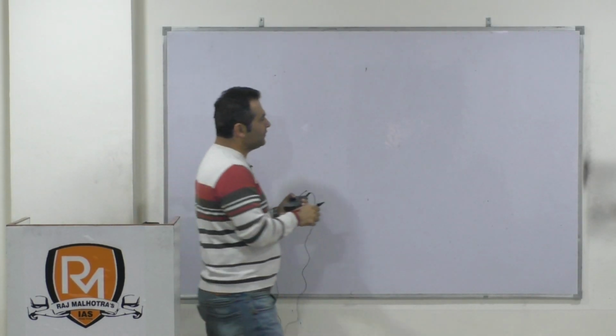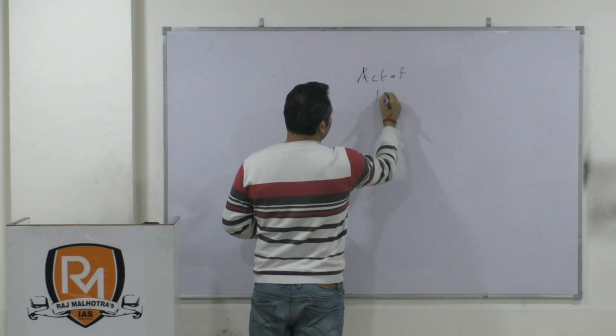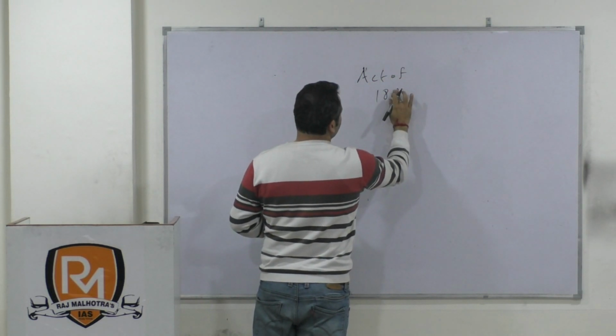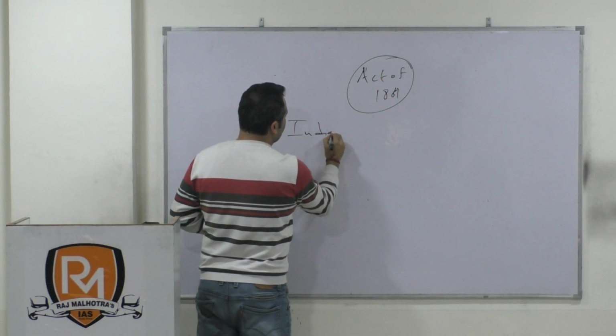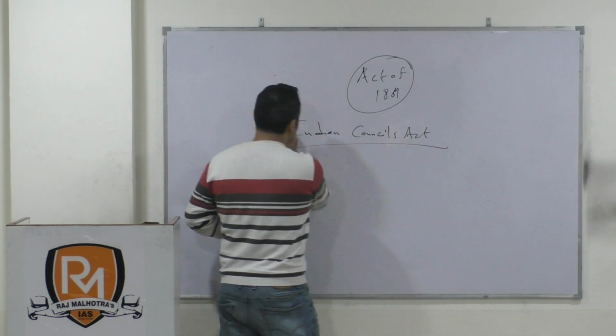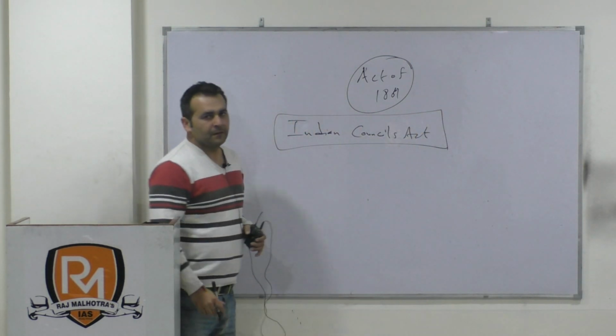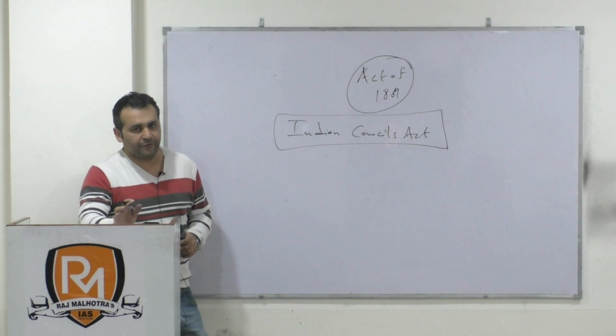So friends, continuing with the series, the next in the series will be the Act of 1861, and with this Act of 1861, a series of acts will start which are called the Indian Councils Acts. So let's understand this act. Now understand it again in the background of the revolt of 1857.